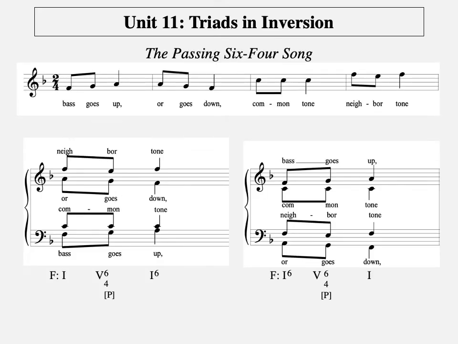So here's an easy way to get a passing 6/4 chord progression correct whenever you're doing part writing. Remember that little song that's written at the top of the slide here. It sounds like this. Bass goes up or goes down, common tone, neighbor tone. And what that song is telling us is this. If you take those 4 measures of 2/4 time and stack them up vertically, then as long as you put the first measure or the second measure in the bass voice and put the other voices above it, it'll form a really fine passing 6/4 progression.